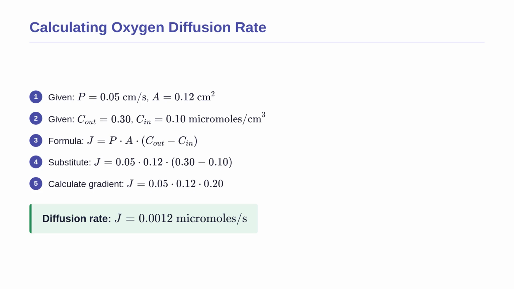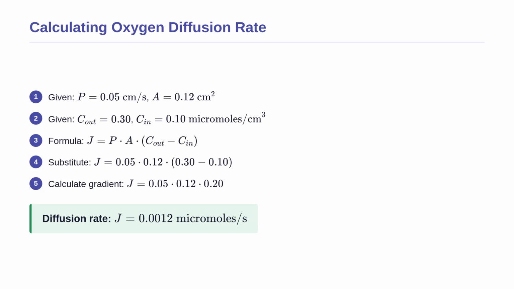Before we move on, let us see this formula in action with a concrete biological example. Imagine a frog egg, newly laid in a freshwater pond. We are given a permeability coefficient of 0.05, a surface area of 0.12, an outside oxygen concentration of 0.30, and an inside concentration of 0.10. We want to find the initial rate of oxygen diffusion.